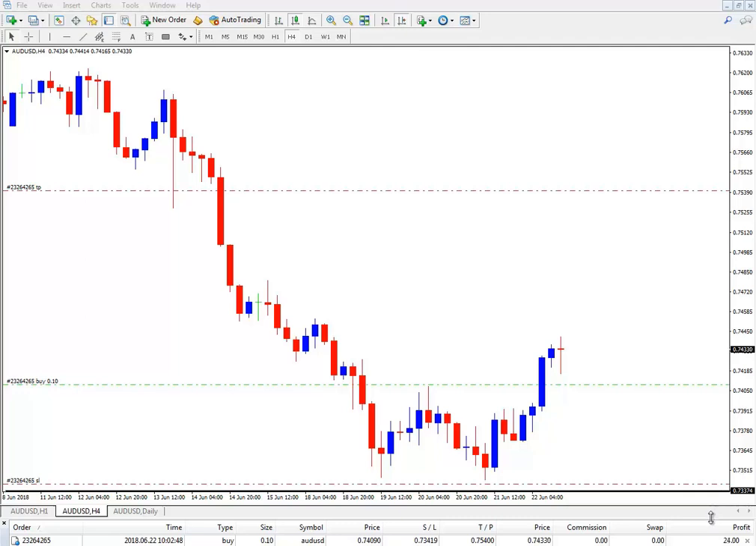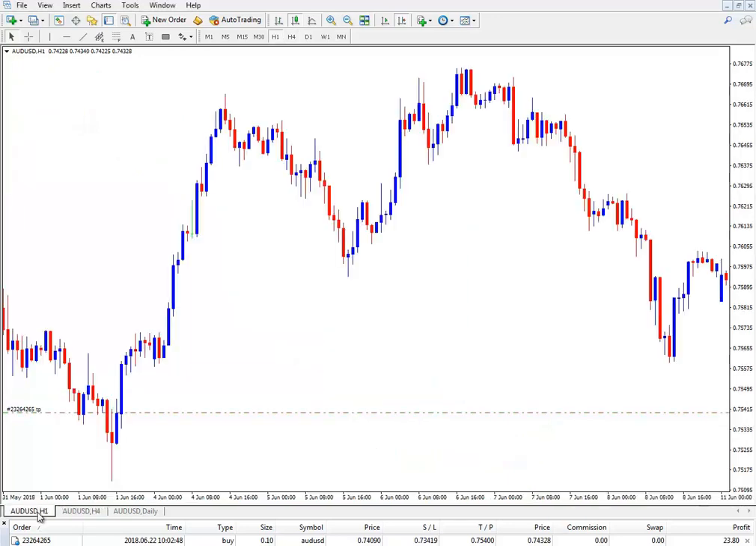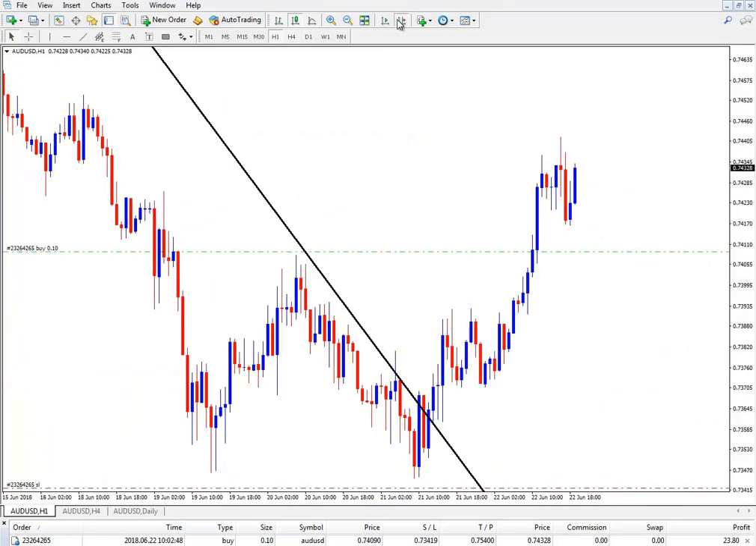Hello, today I'm going to show you one of my live trade setups. I'm going to show you one of my live trades on AUD USD. I'm going to buy AUD, the Australian dollar, and I'm going to sell the US dollar.